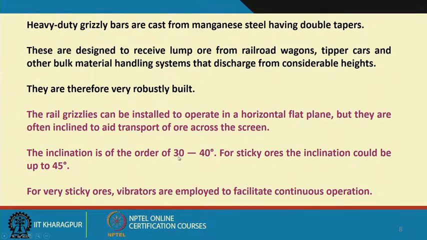So, it is again designed that if the screen surface is horizontal, then the entire wagon or bulk material handling system should be able to unload their material across the width and the length of the screen surface. Otherwise, there will be some unused portion of the screen surfaces. So, the screen efficiency will drastically reduce. But if the material handling system tries to unload the material from one end of the screen, then it has to be inclined, otherwise the free flowing of the material will be hindered, and then only part of the screen surface will be utilized for your screening operations. The inclination is of the order of 30 to 40 degree.